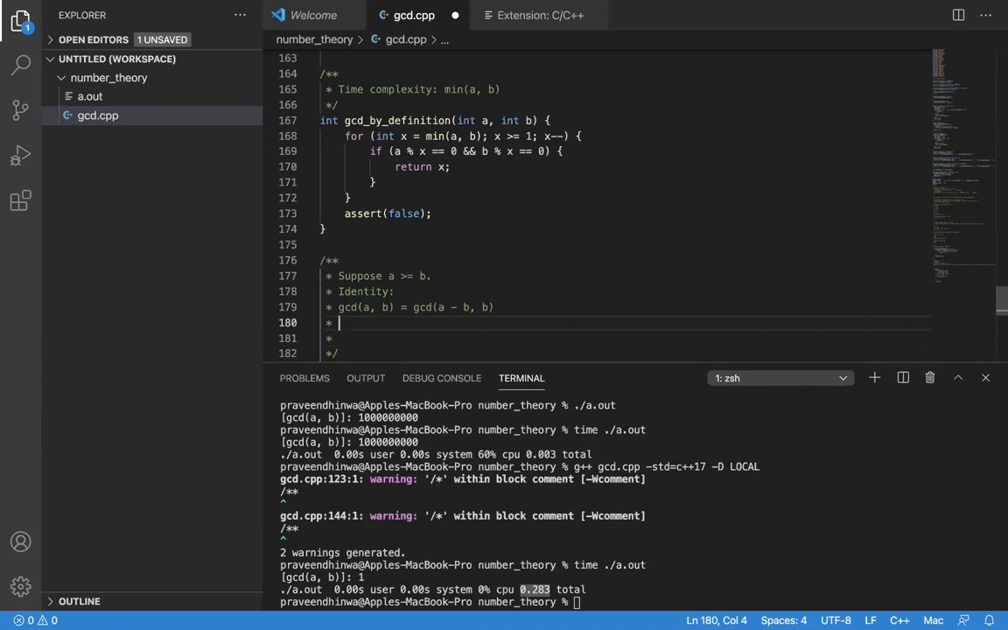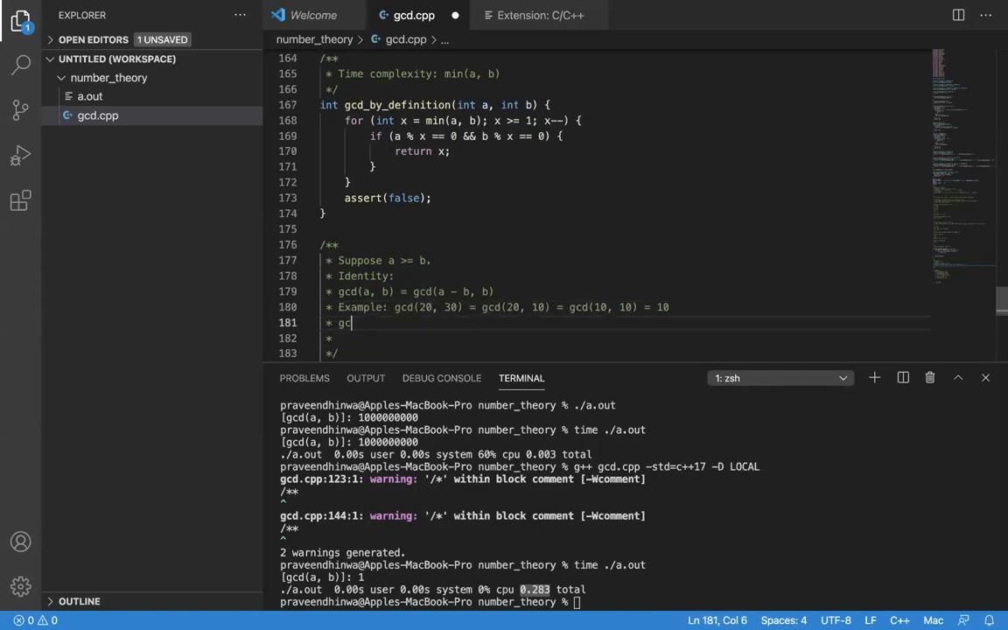It's not changing. So for example, GCD of 20 comma 30 will be the same as GCD of 20 comma 10. So both GCDs are equal. And GCD of 20 comma 10 will be equal to GCD of 20 minus 10, that is, from the largest number subtract the smallest number and keep that as one number, and 10 comma 10. What is the GCD of two equal numbers? That number itself, because that's the largest number that divides itself. So this is one example.